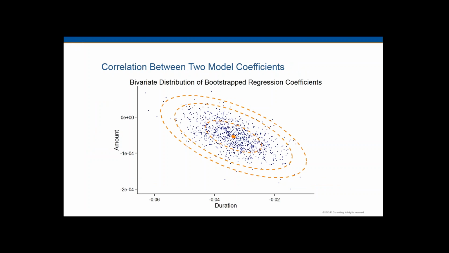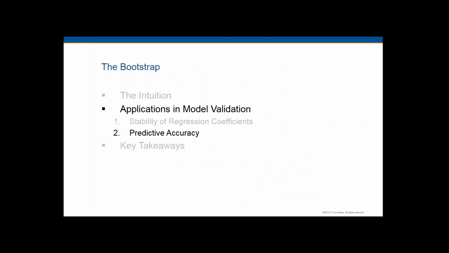So we can also examine the multivariate distributions of regression coefficients. On this graph, each blue dot represents two coefficients plotted along the x and y axes, and we can visualize their joint confidence intervals. The orange dotted lines represent the 50%, the 95%, and the 99% joint confidence intervals for these coefficients. All right, so next we'll try to estimate the true level of a model's predictive accuracy by bootstrapping the same data that we used for fitting that model.